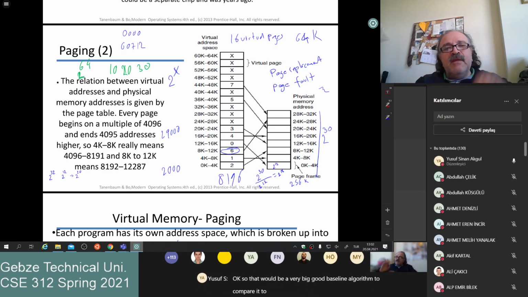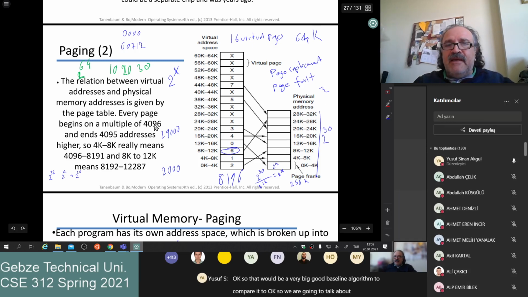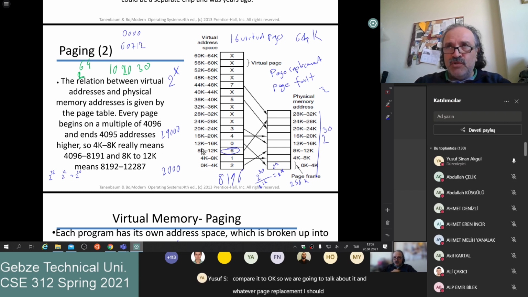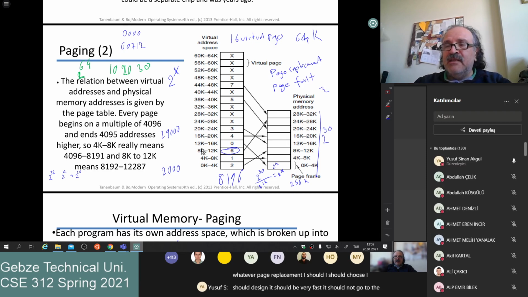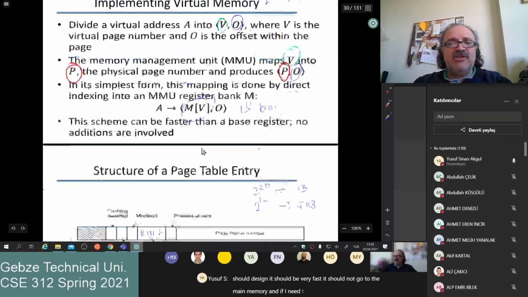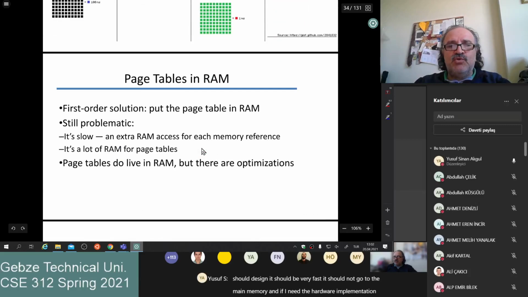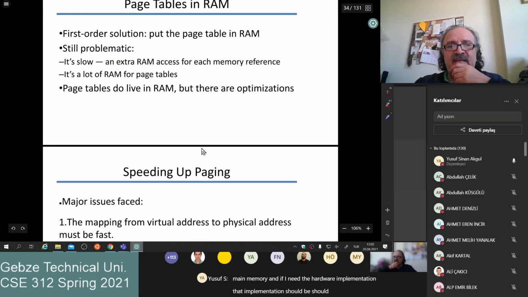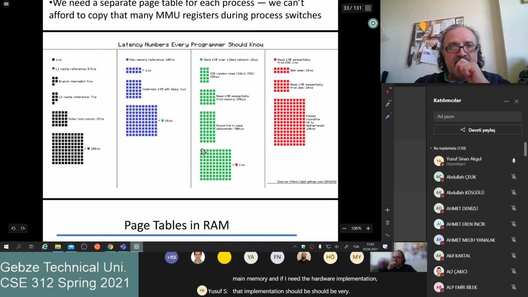Okay, so we are going to talk about it, and whatever page replacement algorithm I design, it should be very fast. It should not go to the main memory, and if I need a hardware implementation, that implementation should be very trivial. Okay, let's look at these latency numbers.